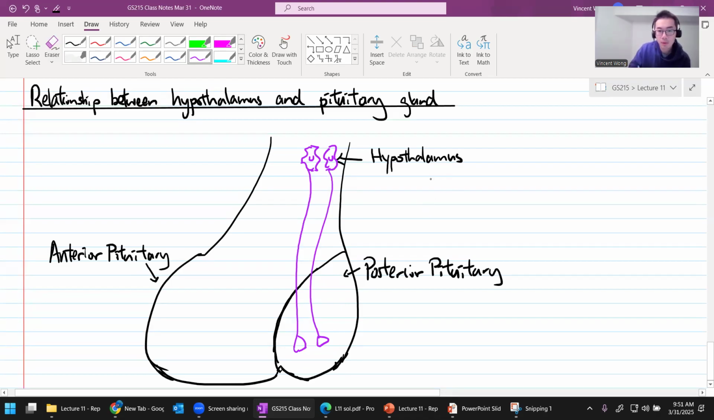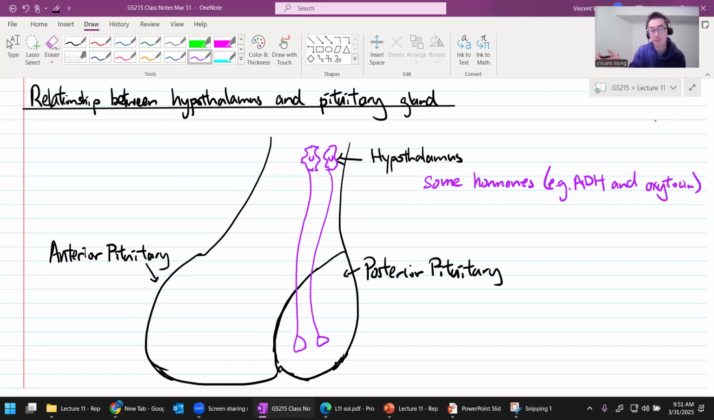So some hormones, e.g., ADH, we learned that last time. And there's a new one called oxytocin, which I briefly told you about before the break. It triggers labor in females. It causes the uterus to contract. So some hormones are produced in the hypothalamus. All these are important. They're not filler information. You need to know this for the final test.